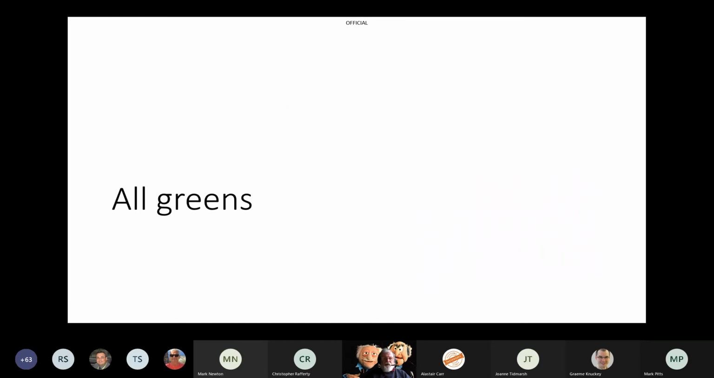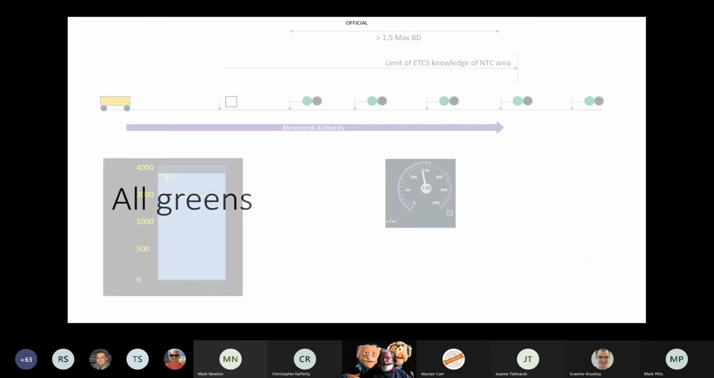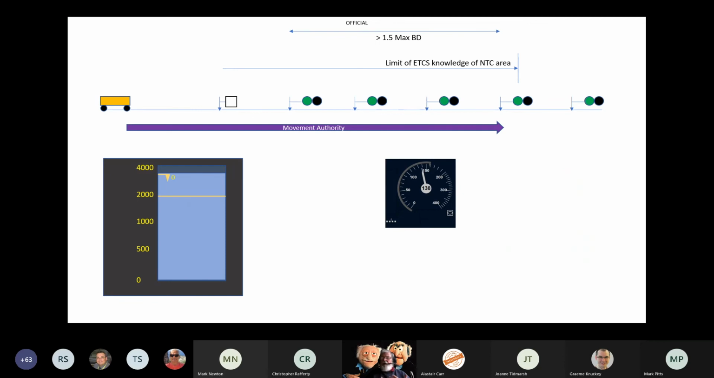So let's have a look at what the driver would see. And let's start by considering a situation where the transition, which is that board, the square board, is where the actual transition occurs, and beyond that there are all green signals. So within the tab on the DMI, the driver is getting supervision information on the speed gauge, and in the planning area is getting information about how far they can travel. And in this instance, the movement authority is going into the NTC area by 3 signal sections.